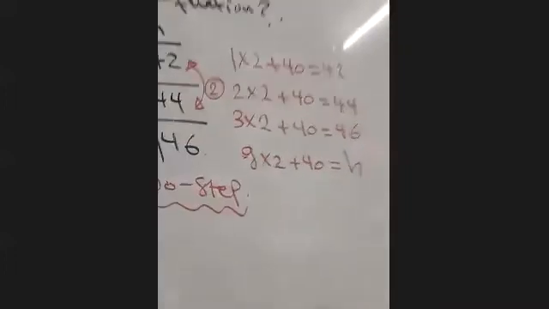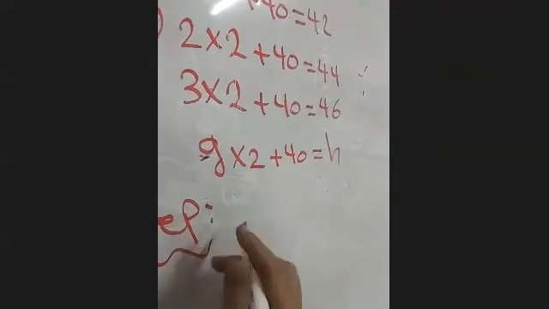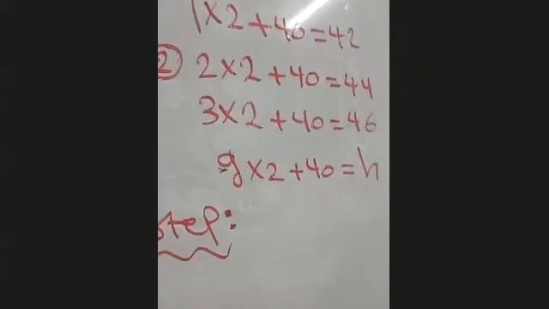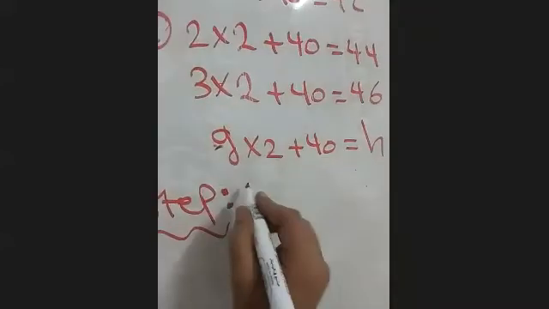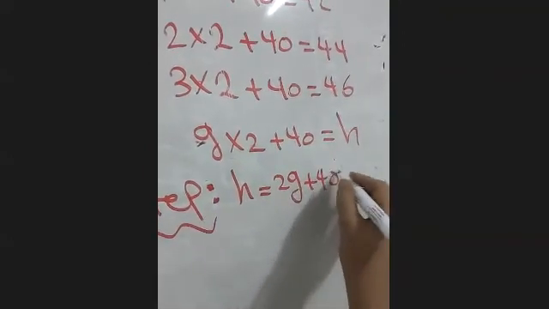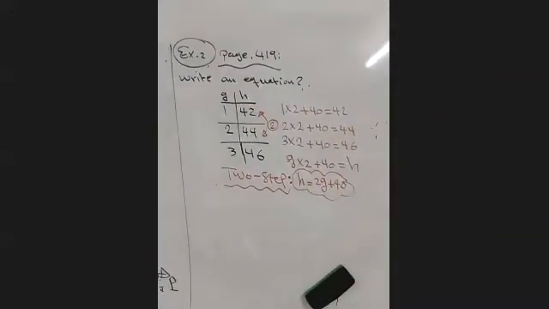Now, what's the formula? How do we write the formula? It will be 2G plus 40. No, what's the formula? H equals 2G plus 40. Don't forget H. H equals 2G plus 40.